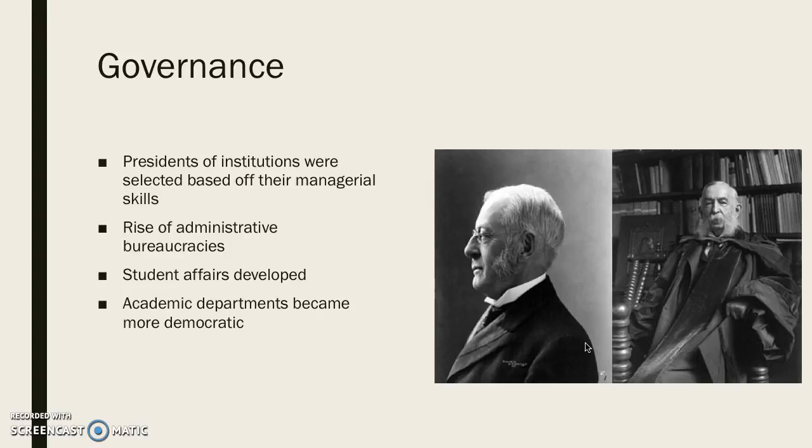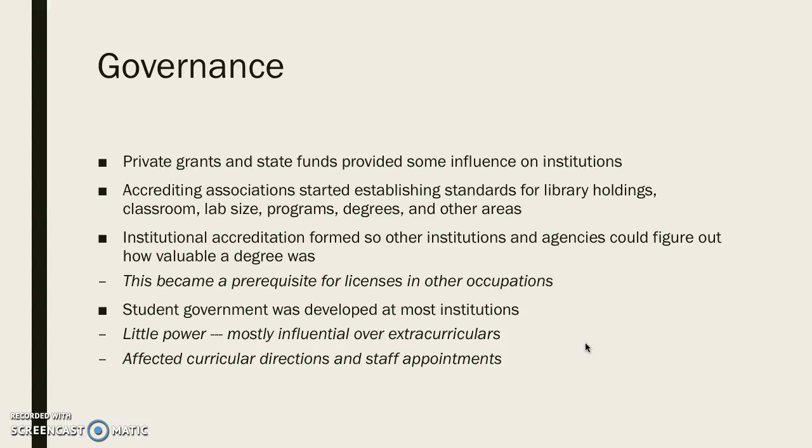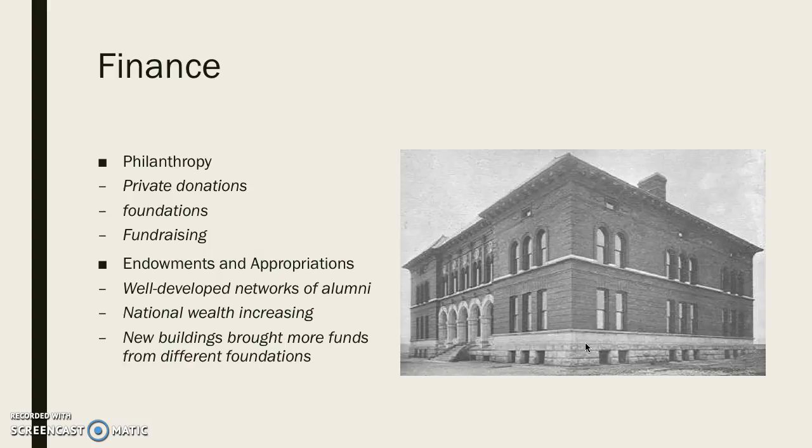Student affairs was developed, and the student personnel point of view was published in 1937, which was the first document to recognize the need to consider the student as a whole. Private grants and state funds provided some influence on institutions, as well as accrediting associations, which started establishing standards for library holdings, classroom, lab size, programs, degrees, and other areas. Institutional accreditation formed so other institutions and agencies could figure out how valuable a degree was. This became a prerequisite for licenses and other occupations. Student government was developed at most institutions. They didn't have any power, but they were influential over extracurriculars, and this affected curricular directions and staff appointments.